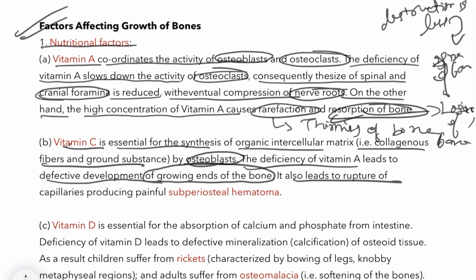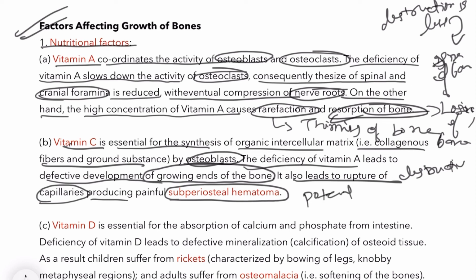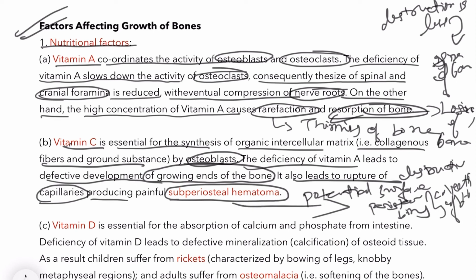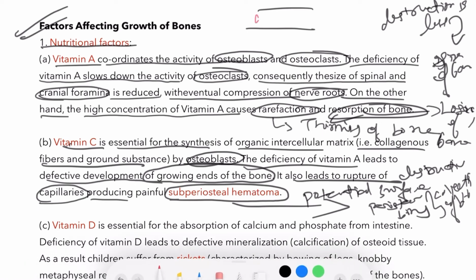It leads to rupture of capillaries, that is the destruction of the capillaries, producing a painful subperiosteal hematoma. It is a condition in which, in the potential space we discussed in an earlier video, between periosteum and bone, there is collection of blood. It is subperiosteal hematoma. Between the two, somewhere blood will be collected. Getting it?